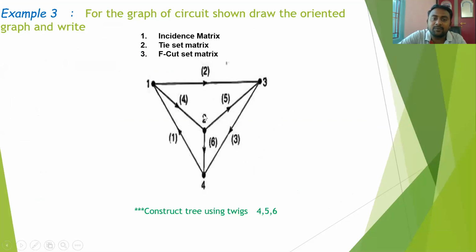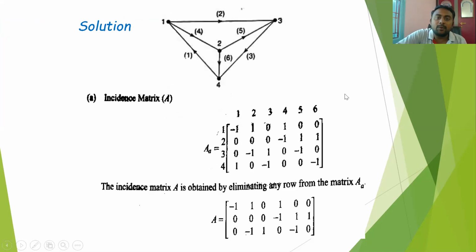In the problem, they give the oriented graph. For this oriented graph, we have to write the incidence matrix, tie-set matrix, and cut set matrix, the fundamental cut set matrix. For this one, we have 4 nodes: 1, 2, 3, and 4. So the number of twigs will be n minus 1, that is 4 minus 1, we have 3 twigs. I am considering 4, 5, 6 as the twigs and 1, 2, 3 as the links in this network.